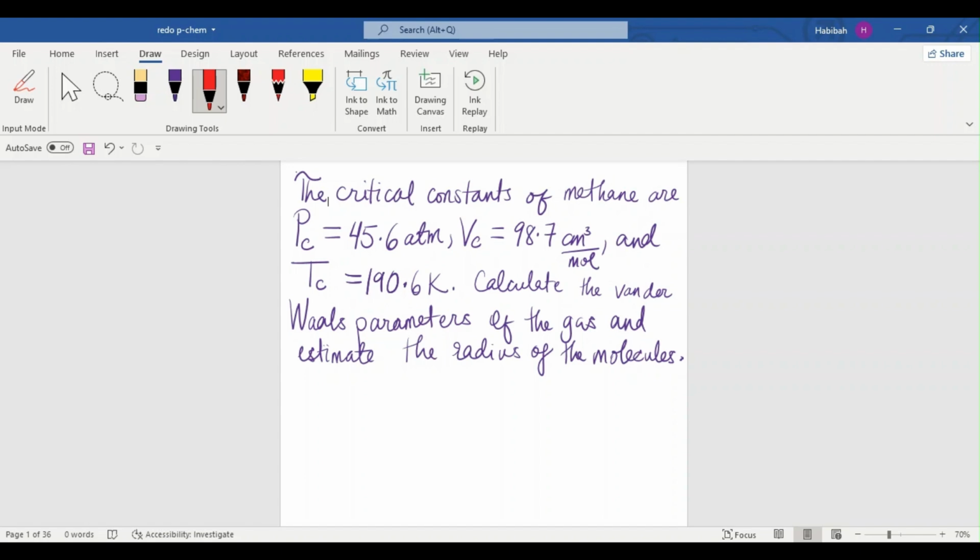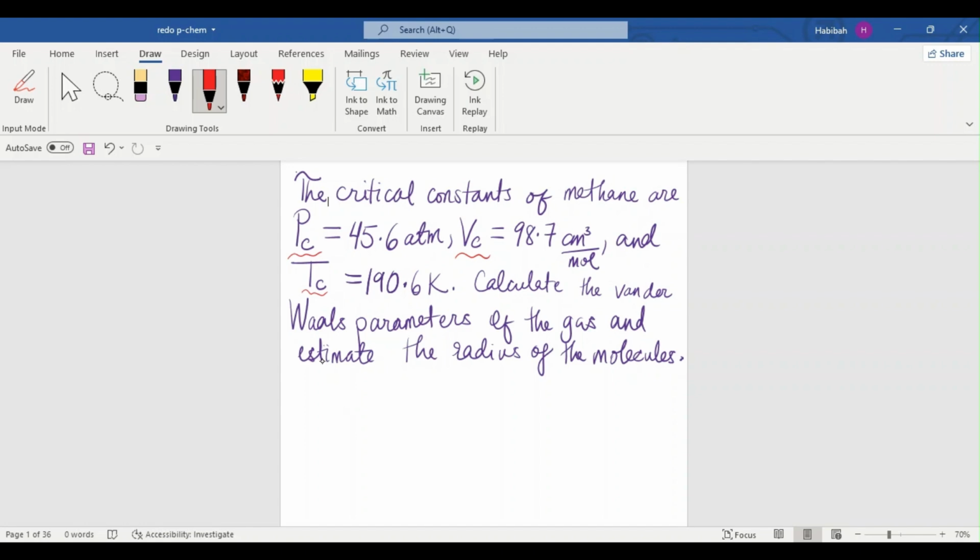We're told that the critical constants of methane are Pc equals 45.6 atmospheres, Vc equals 98.7 centimeter cube, and Tc equals 190.6 kelvins. The first thing you have to do is remember that Pc represents the critical pressure, Vc is the critical volume, and Tc is the critical temperature. Looking at the volume, we're told it is centimeter cube per mole. This is not just volume by itself, this is actually molar volume. So this is the critical molar volume. That is basically the information that we're given.